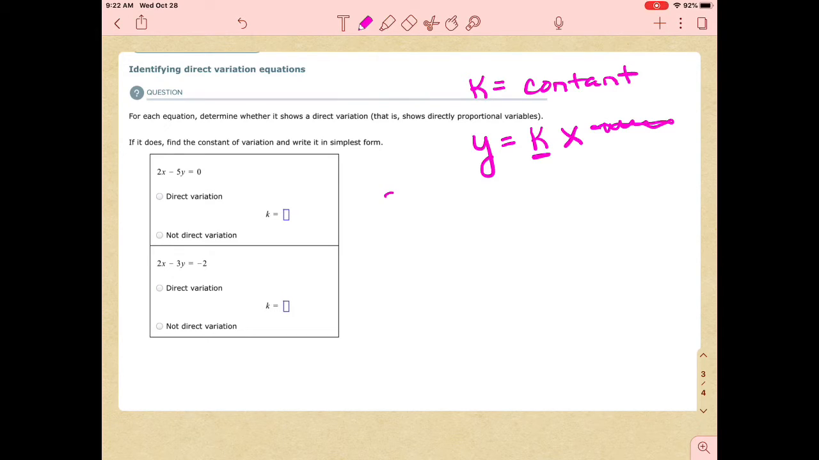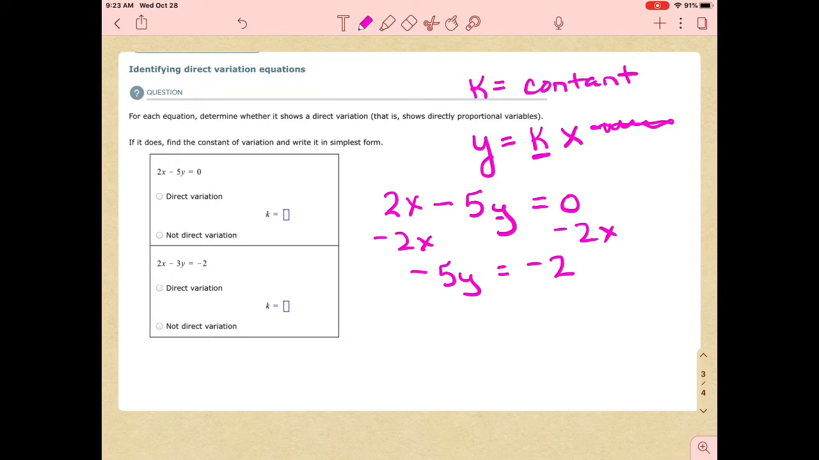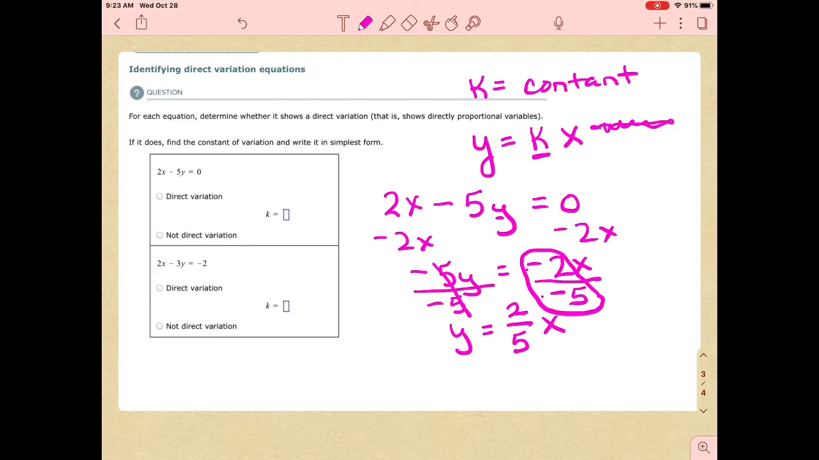To solve these problems, what you want to do is solve for y, or get y by itself. Here's the y I'm looking for. So I'm going to subtract 2x, and I'm going to divide by -5. So I get y equals, and I have negative divided by negative, so that's going to be a positive 2 over 5, and then x. So yes, this is a direct variation, and the constant is just 2/5. It's just the number right there next to x.